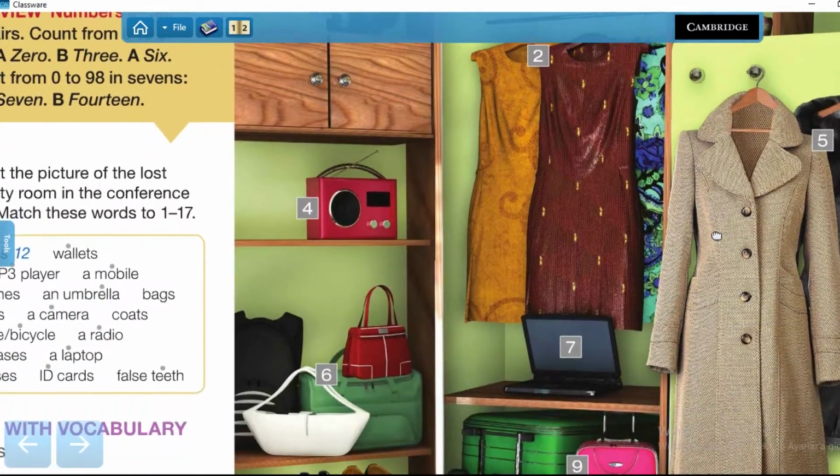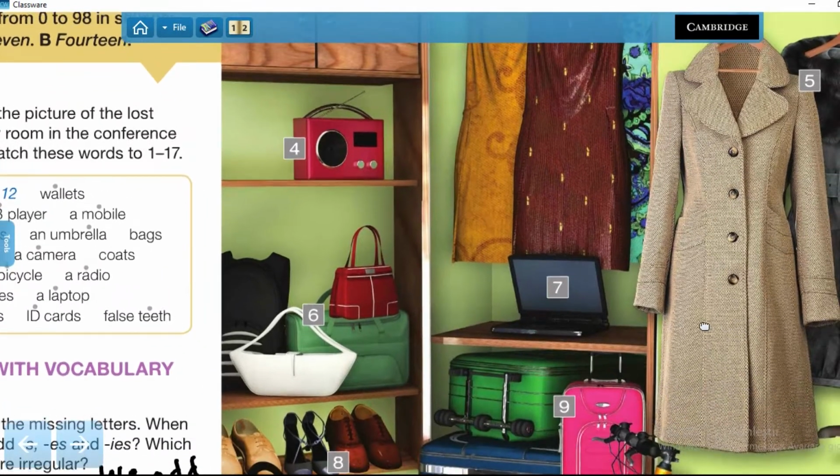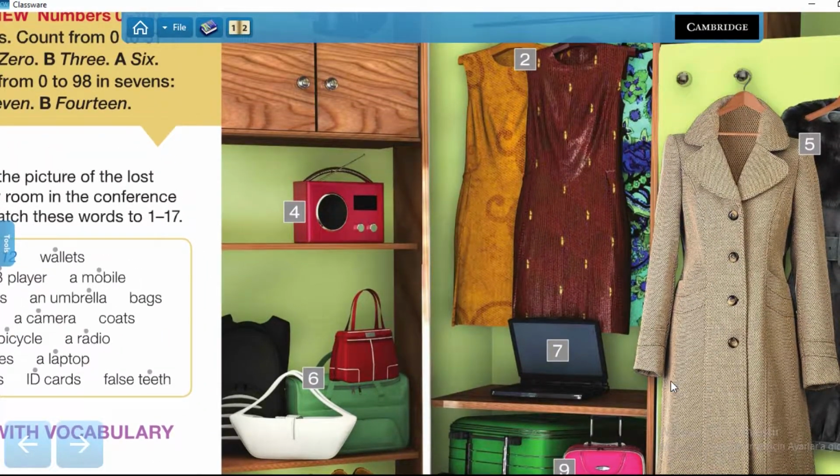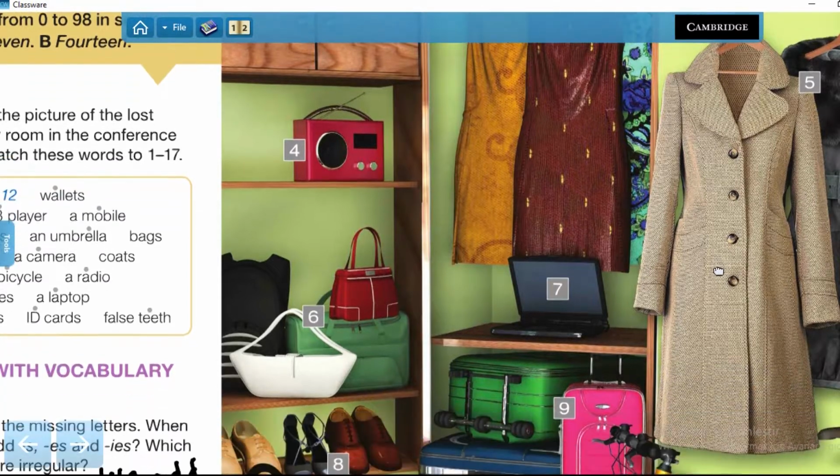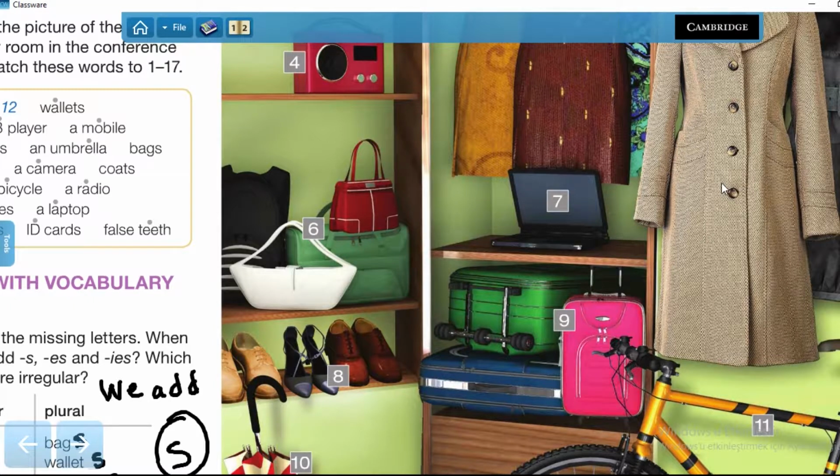Look at number 4. There is one thing, one object. So a radio. Number 5, let's have a look at number 5. So 1 and 2. So this is plural. A jacket, jackets, or we can say a coat. A coat is singular, but we have 2. So we say coats. We add S. Number 6, 1, 2, 3. So bags. Singular form, a bag. The plural form is bags because we have 1, 2, 3 bags. So bags, the plural form.